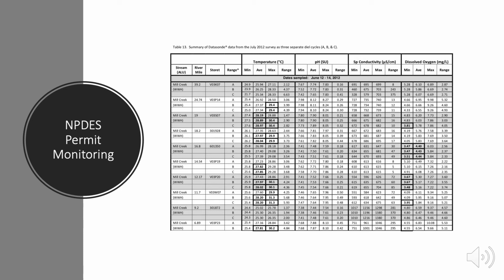As you can see through Table 13, I have displayed the NPDES permit monitoring from the EPA link, and it's just a summary of all the data that was collected in the year of 2012. Again, it shows the stream name, river mile, as well as the temperature, pH, conductivity, and dissolved oxygen measured in milligrams per liter.